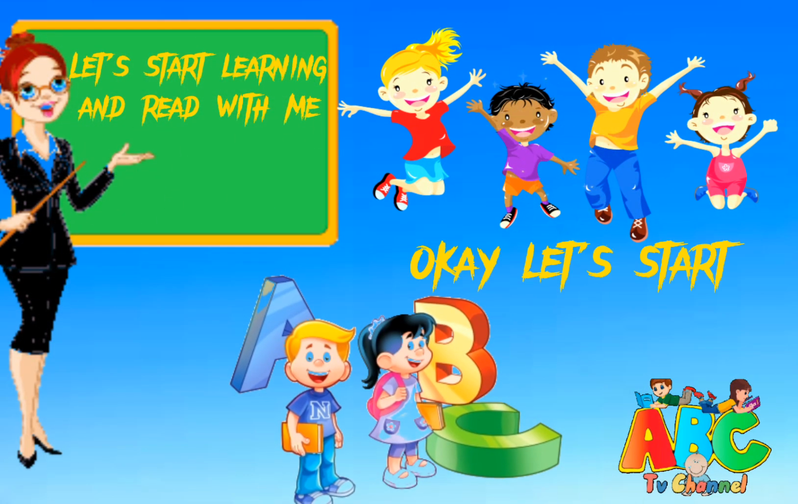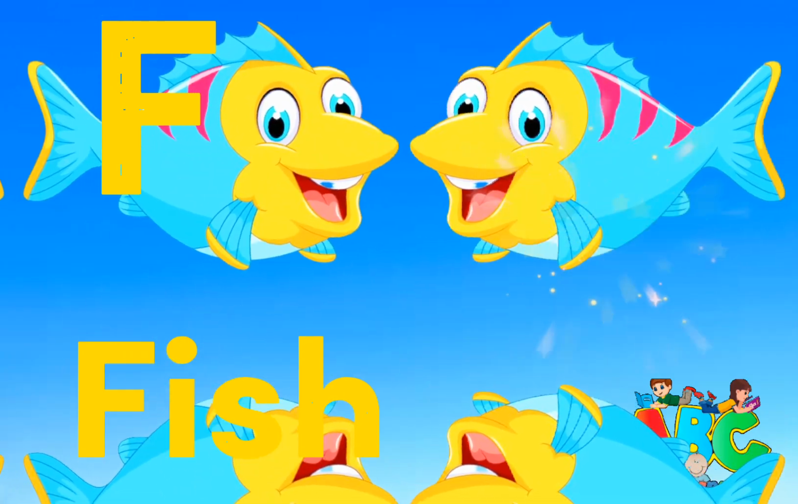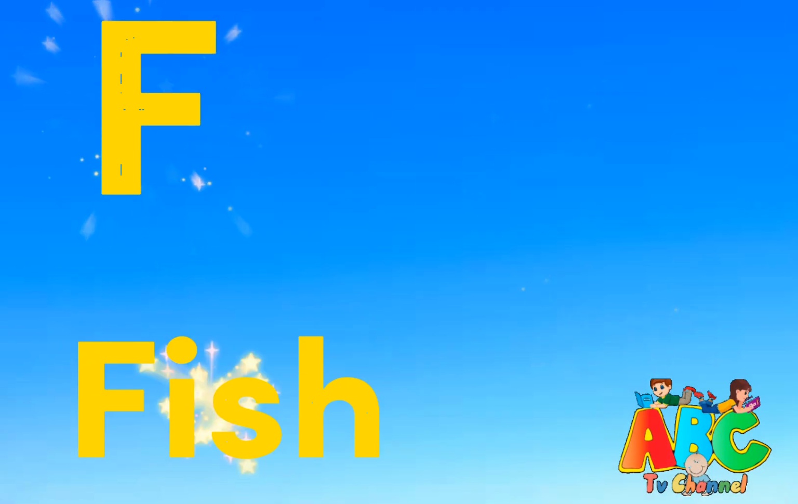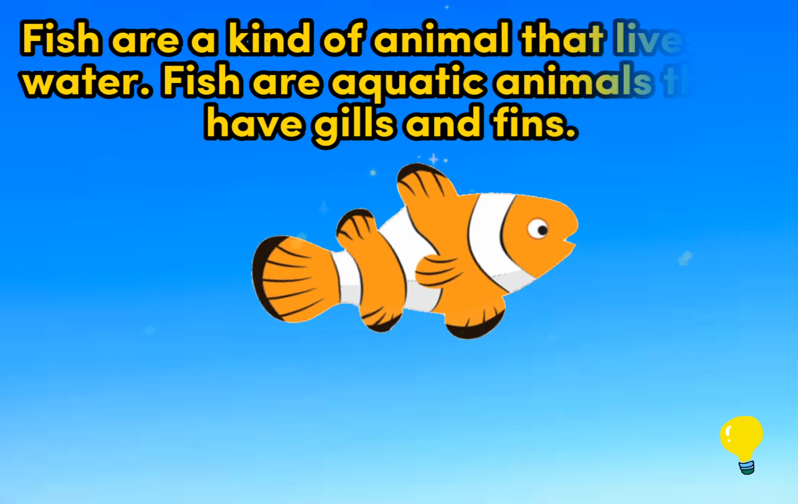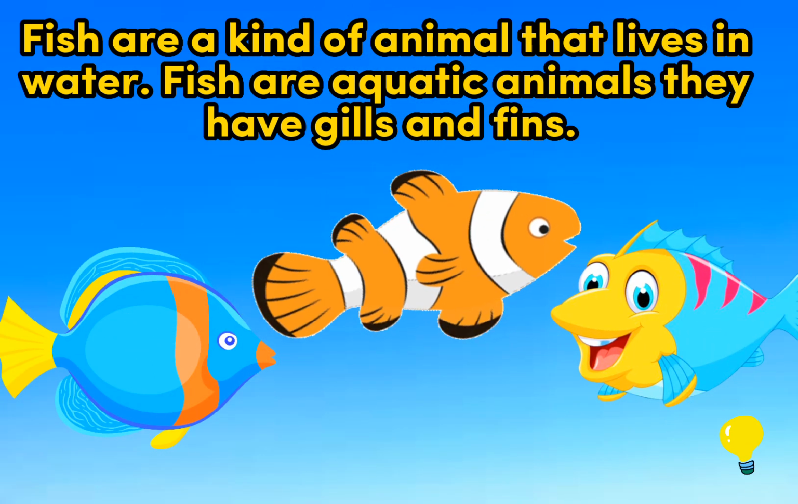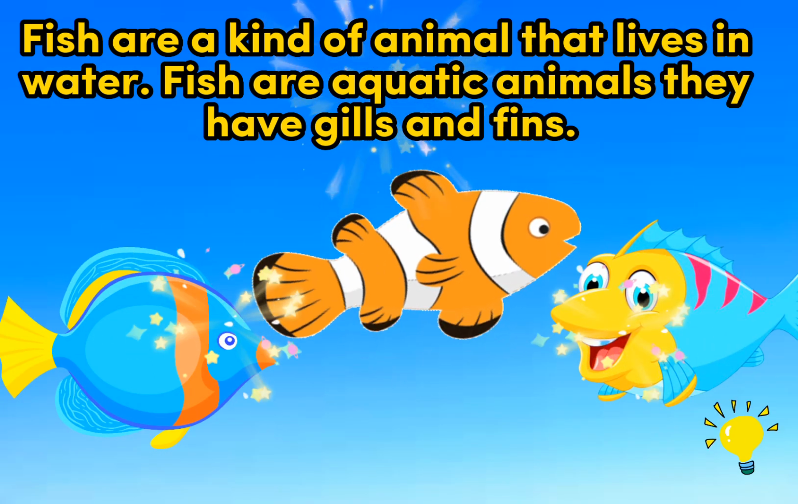Okay, let's start. F. F. Fish. Fish are a kind of animal that lives in water. Fish are aquatic animals. They have gills and fins.